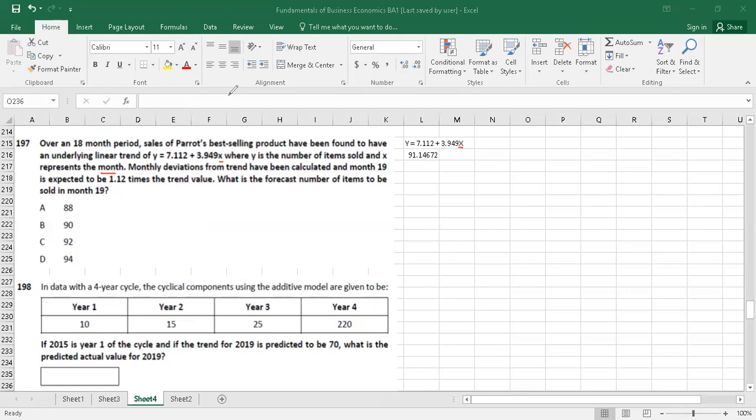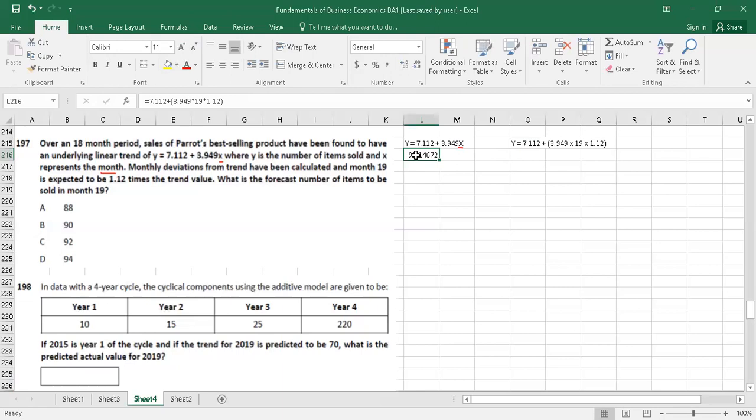So here the equation y is equal to 7.112, which is constant, plus we now have to substitute in 3.949 into x, which represents the month, and that is given as 19. And we also see that there is a trend of 1.12 that gets affected. So this variable component gets affected to that extent. So we will have to do this.